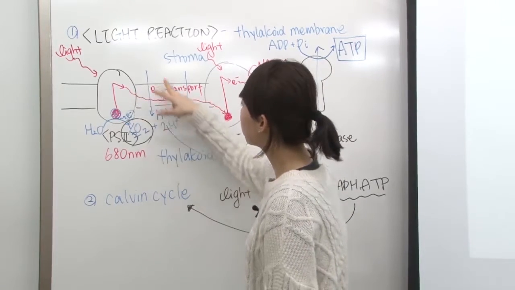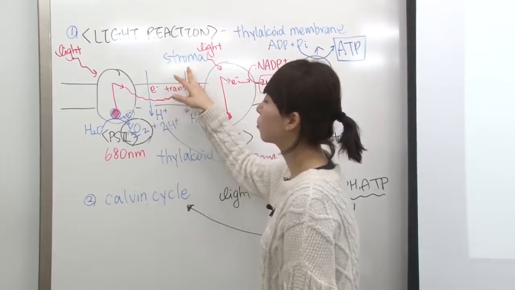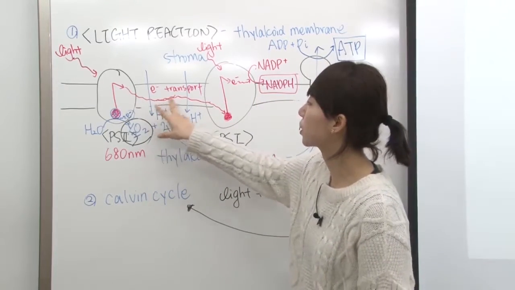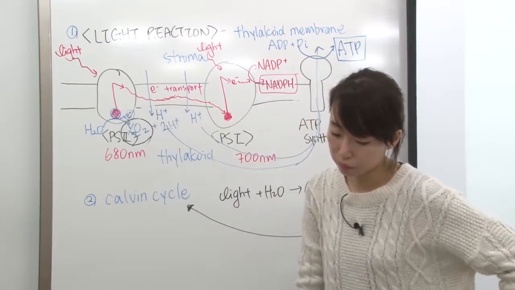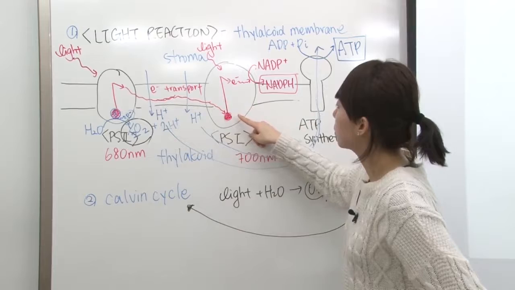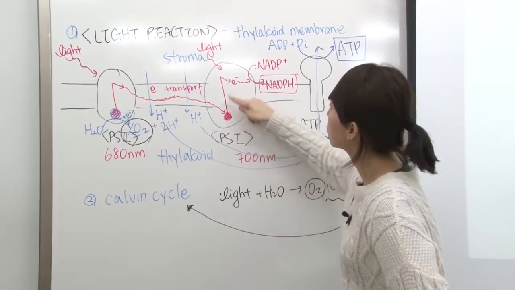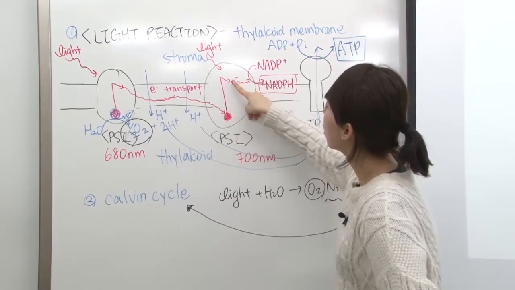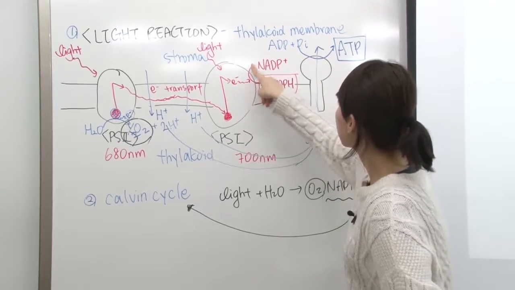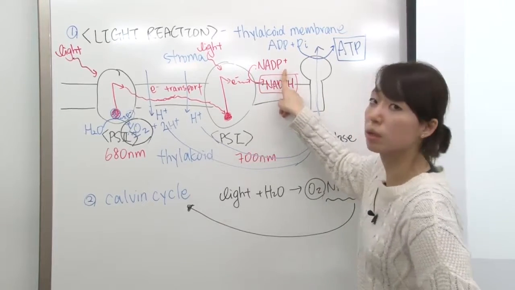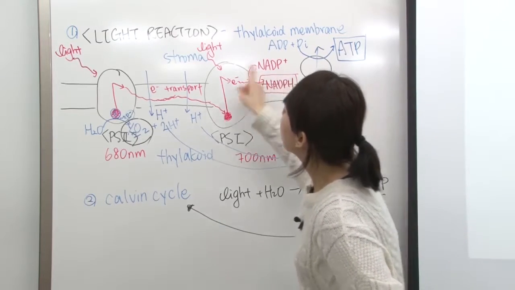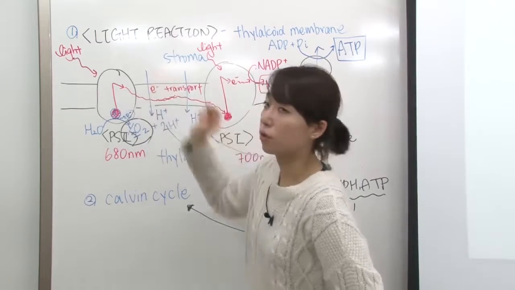As it does that, it pumps protons from this space to here, and that creates the proton gradient. The electron is transported to the next photosystem, which absorbs light again, and the electron gets pumped up and uses its energy to produce NADPH from NADP+. So this is the final electron acceptor of the electron transport chain in the light reaction.